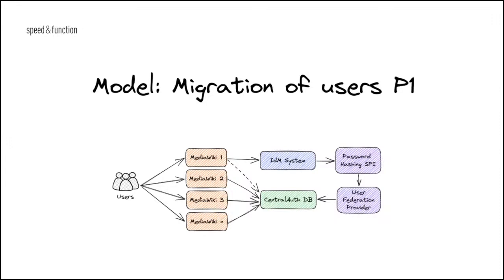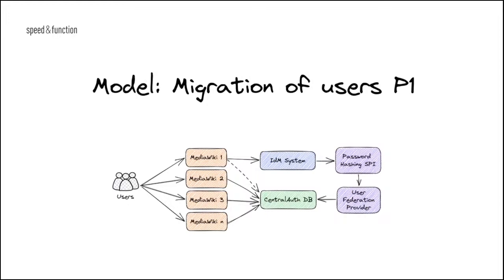So the idea is that we would roll this out to one MediaWiki instance, and we would use the user federation provider that's connected to the central auth database, and interact with the existing database to give users the ability to use the credentials that they already have and continue business as usual, right? And at the same time, if it fails, we still have a rollback plan. We do a simple deployment, we turn off the extension, and everything goes back to business as usual.